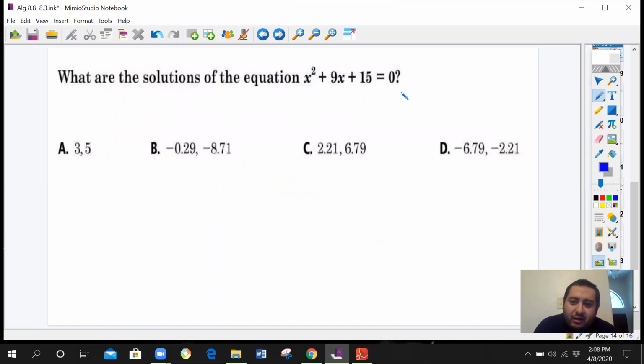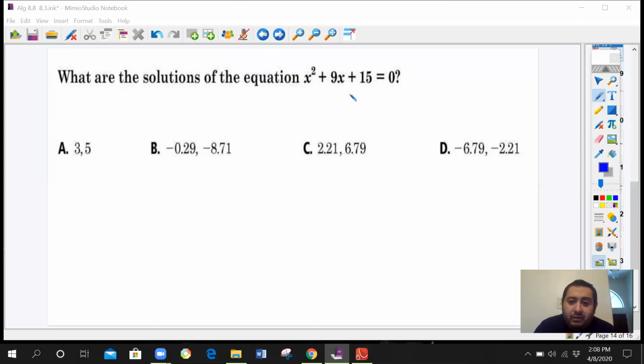If we look at the quadratic expression, we cannot factor this section because if we look at the last number, any two numbers that multiply each other to give us 15 will be 1 times 15, 3 times 5, and that's about it. If we try to combine these two numbers, it's not going to give us 9. So we have to apply the completing the square method.